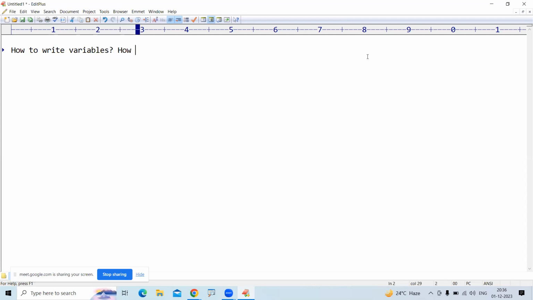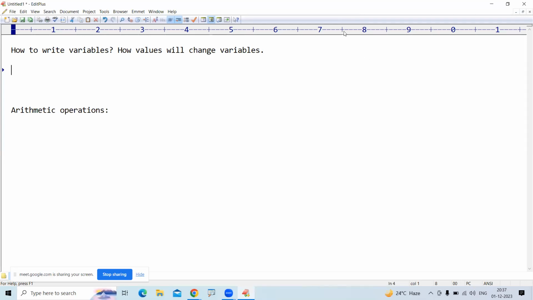Next one, how values will change in variables. These points are very, very important, followed by a few arithmetic operations we will do, all operators we will do. First one is how to write variables and how values will change in variables.